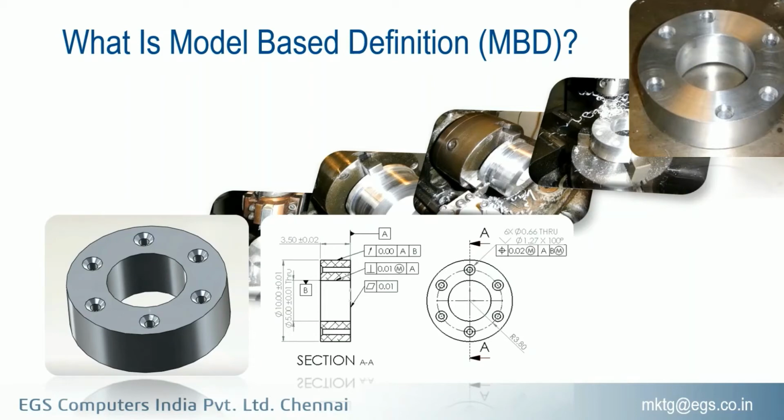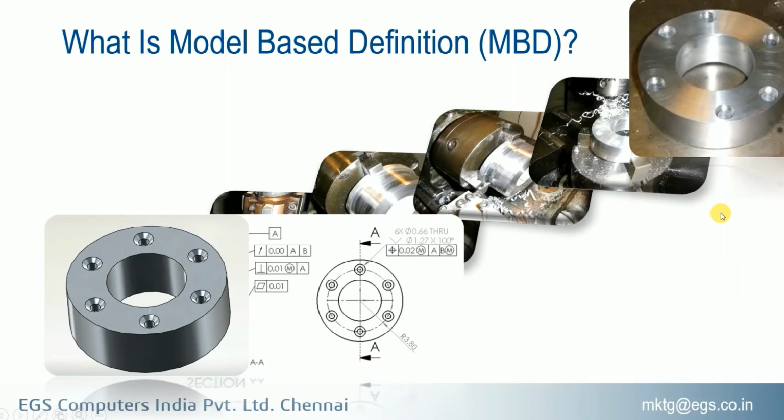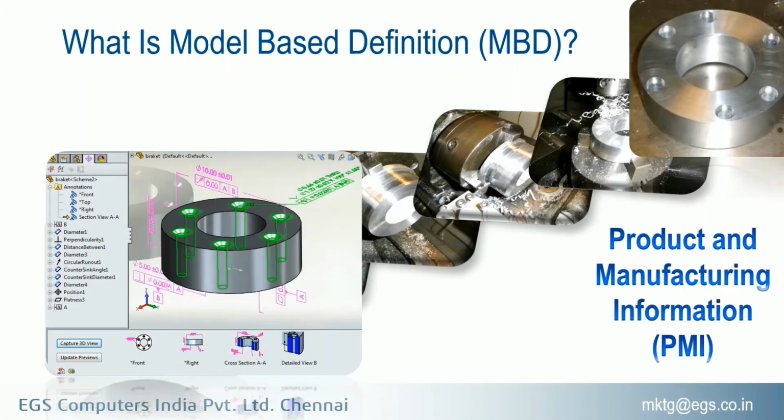Obviously it requires some information which we need to leverage to the downstream departments, like for programming and also for doing the inspection, the first article inspection report. That is why we are giving this 2D drawing. So why don't we provide all this information in 3D itself? This is the advantage of SOLIDWORKS model based definition.